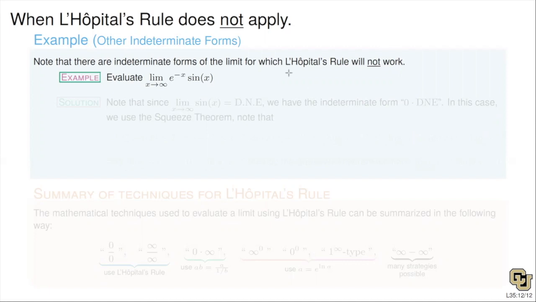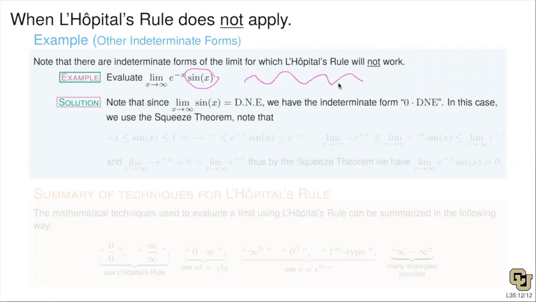Here, when we try to apply the limit, look at this function, as x goes to infinity, e to the minus x sine of x. The problem is sine of x. One thing you should remember is the limit of sine of x as x goes to infinity does not exist. It just oscillates forever. So for this limit, we get 0 times does not exist. And that's an indeterminate form. It's not one of our 7 that we just talked about that we use L'Hopital's rule for, but it is indeterminate.